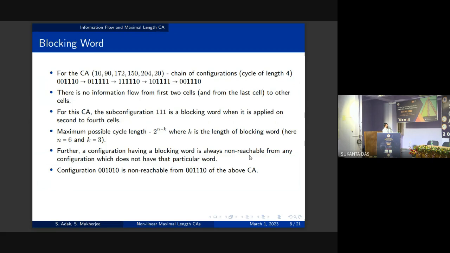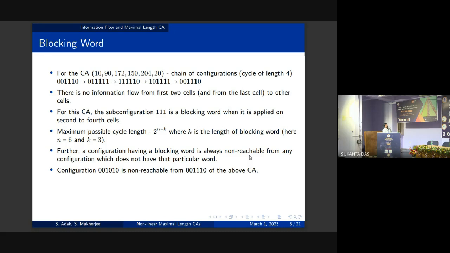So this is an example of a blocking word. This is a six cell CA, and this is the chain of configurations. There is a cycle of length 4 actually. And you can see the 1, 1, 1 in bold face. In each configuration, in the next step, the cell next state value is always 1, 1, 1. So that position blocks the information. That means if some position has blocked the information flow, then obviously the CA is non-maximal length, because we can't reach the other configurations.